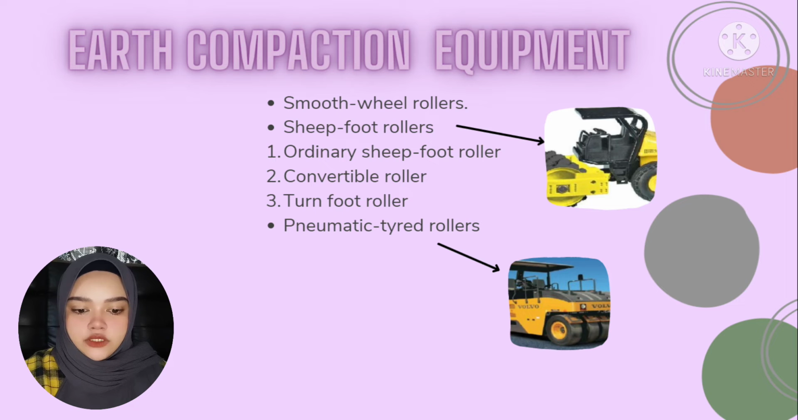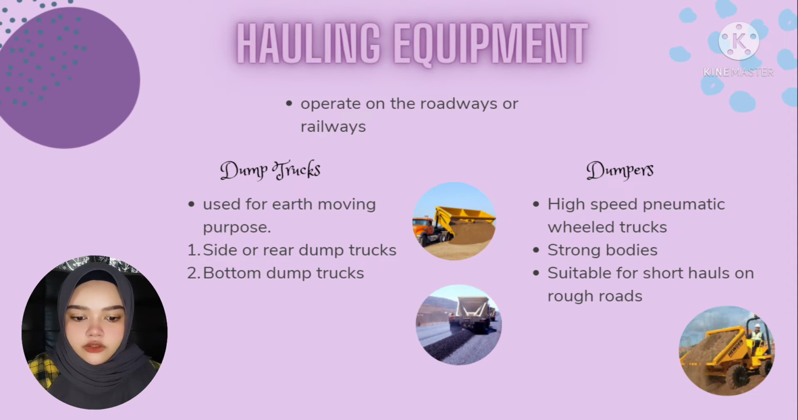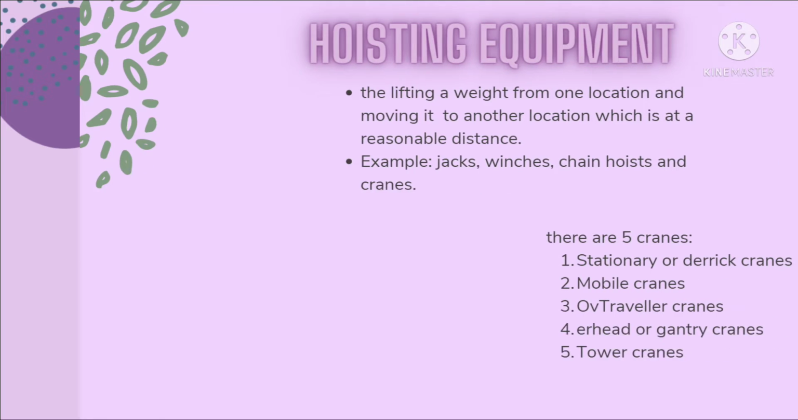However, there is also earth compaction equipment, which is smooth wheel rollers, sheep foot rollers that have ordinary, convertible, and 10-foot roller. Last, pneumatic tired rollers. Hauling equipment operates on roadways or railways. It divides into 2 types, which are dump trucks and dumpers. For dump trucks, it has 2 side or rear dump trucks and bottom dump trucks.